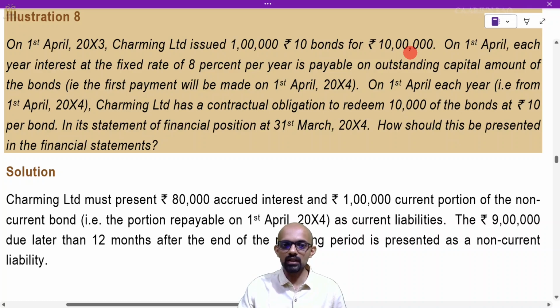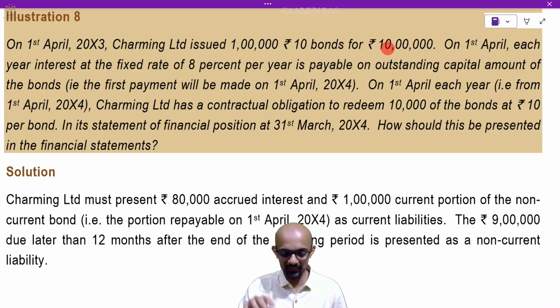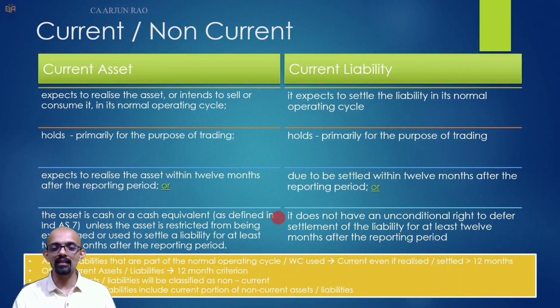The balance sheet on 31/3/14, what will be there in the liability side? There will be bonds, 10 lakhs. There will also be interest outstanding, 10 lakh into 8%. So interest outstanding, very clear, that is payable within 12 months, current liability. What about the bonds? Out of this 10 lakh, 1 lakh is payable within 12 months. So that is current portion, balance is not current. So we had earlier seen that a liability is a current liability if the entity does not have an unconditional right to defer settlement for at least 12 months after the reporting period. If it has the right, then it is non-current.